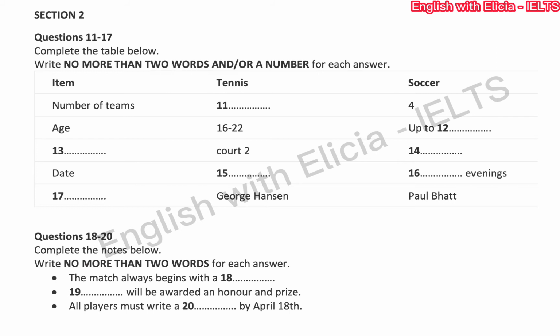Let's start with tennis. There will be 6 teams competing. We hope the players' ages are between 16 and 22 years old. While the number of soccer teams is only 4 in this season, because we hope all players' ages are no more than 20 years old.